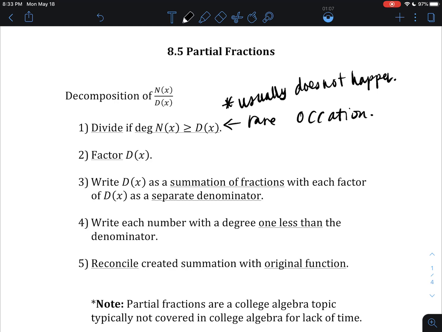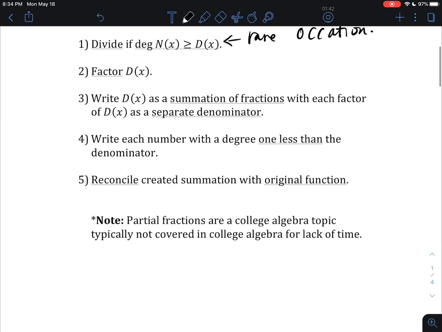All right. We usually start with 2, which is to factor the denominator. Okay. 3, write D of x as a summation of fractions with each factor of D of x as a separate denominator. 4, write each numerator with a degree 1 less than the denominator. 5, reconcile the created summations with the original function. Okay, we'll go through all these.